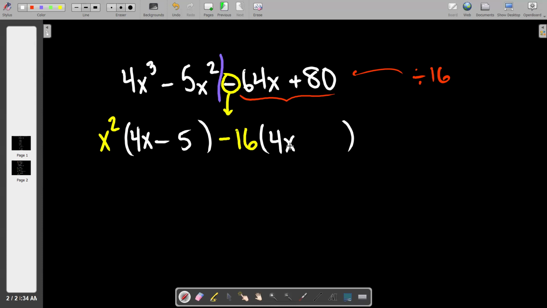And then we have to change the sign from plus to minus because we pulled down that minus. So we're factoring out a negative. So we change the sign to minus. And what's 80 divided by 16? Yep. So what are our two factors?